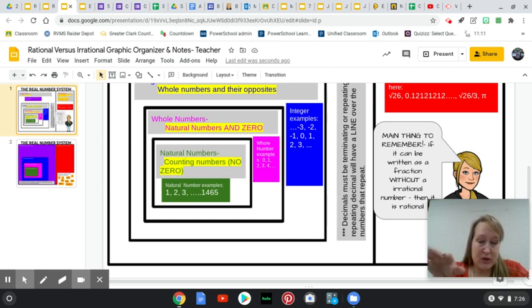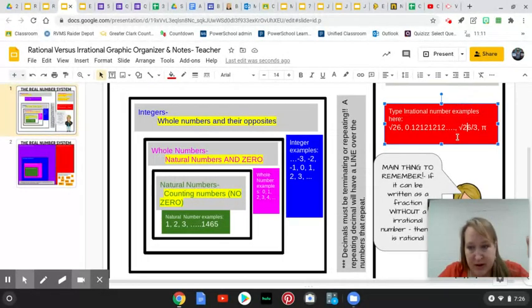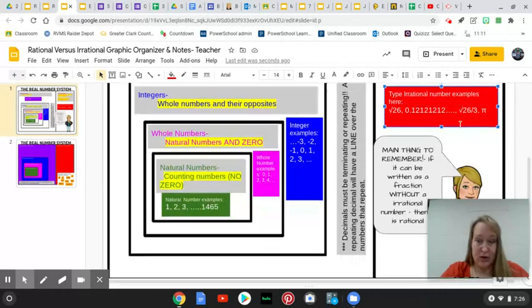Okay, so I put a little note in there that says the main thing that you need to remember: if it can be written as a fraction without an irrational number, then it is rational. So if you look up here at this example where it says the square root of 26 over 3, well, the square root of 26 is not rational because it's not a perfect square. Even though it's written as a fraction, it is irrational because it has an irrational number in it.